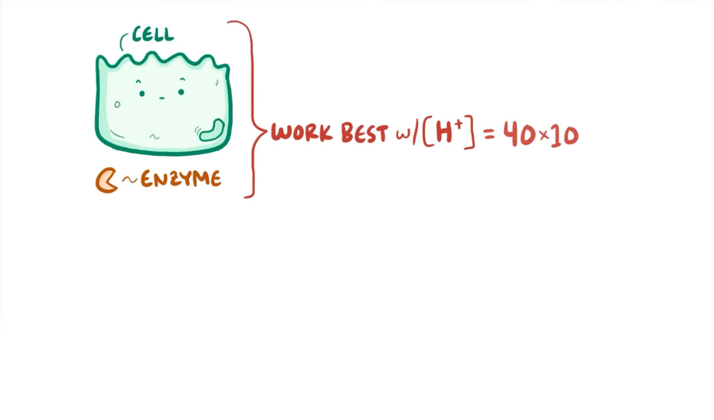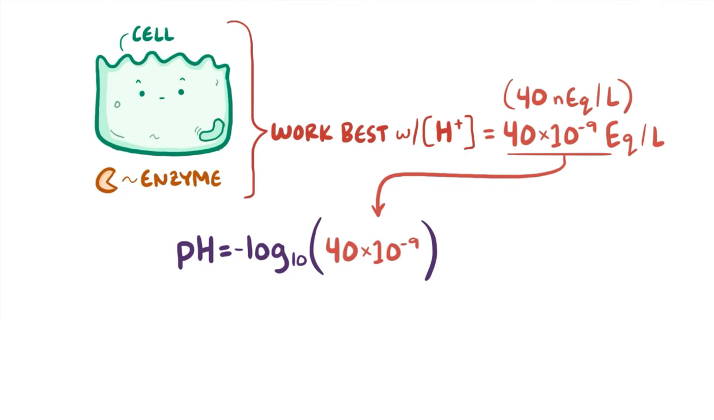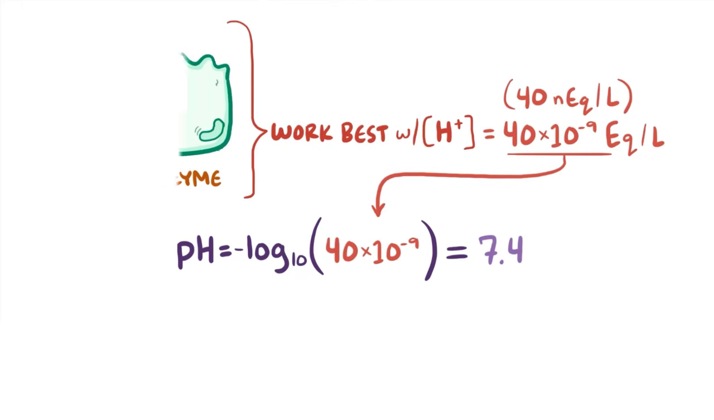times 10 to the minus 9 equivalents per liter, otherwise known as 40 nanoequivalents per liter. Small changes to that number matter a ton, and because it can get annoying working with such tiny numbers, scientists converted this concentration into a logarithmic function and expressed it as pH. In this case, a hydrogen ion concentration of 40 times 10 to the minus 9 equivalents per liter works out to a pH of about 7.4.